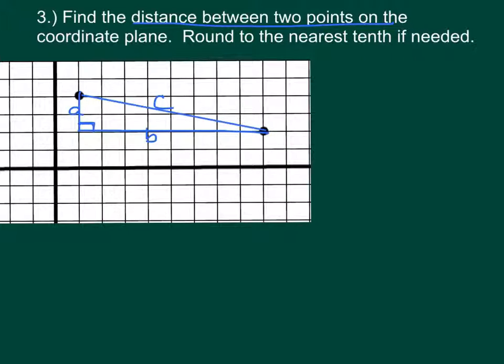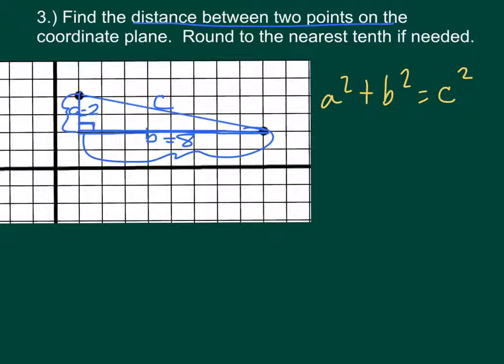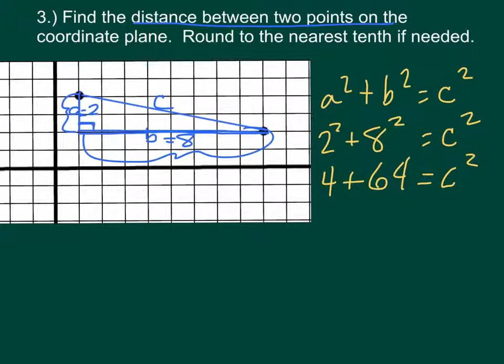So this one, obviously a is 2, the distance from here to here, and the b is going to be 1, 2, 3, 4, 5, 6, 7, 8. So we're going to use our Pythagorean theorem to figure it out. a squared plus b squared equals c squared. That's the Pythagorean theorem. We know we're looking for the hypotenuse, c squared. So we have 2 squared plus 8 squared equals c squared. So 4 plus 64 equals c squared.